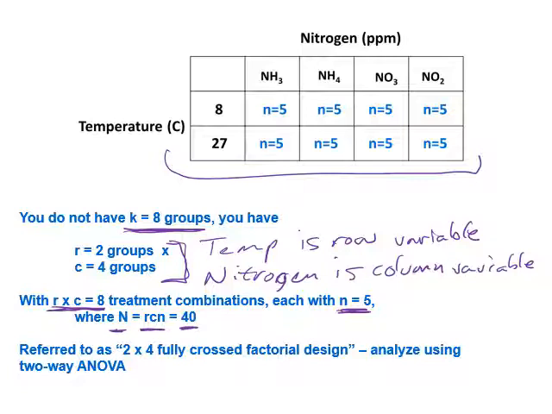It's the same mathematics, it's just we're changing our language here a little bit to talk about row variables and column variables. This kind of design is called a 2x4 fully crossed factorial design, and we're going to analyze it using two-way ANOVA instead of one-way ANOVA. So what we're doing is shifting from a one-way analysis of variance to a two-way analysis of variance.